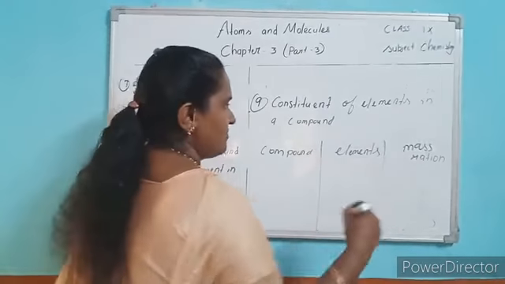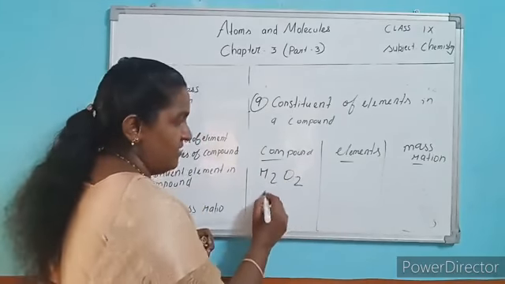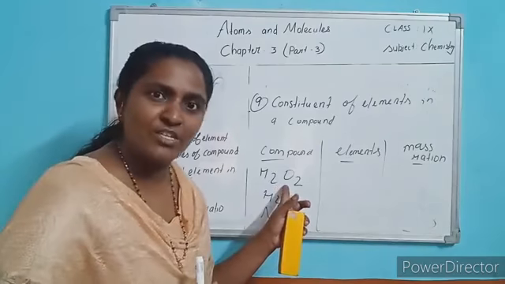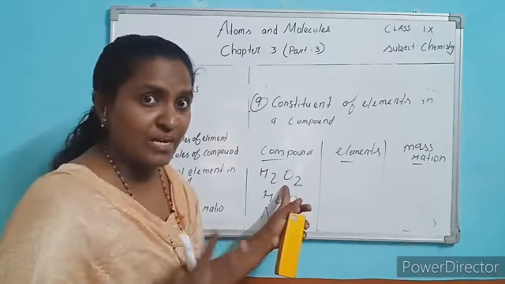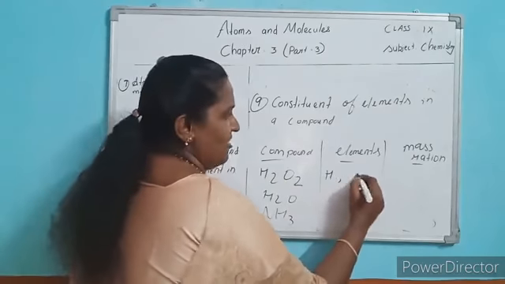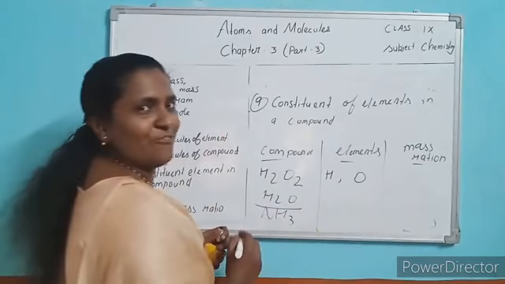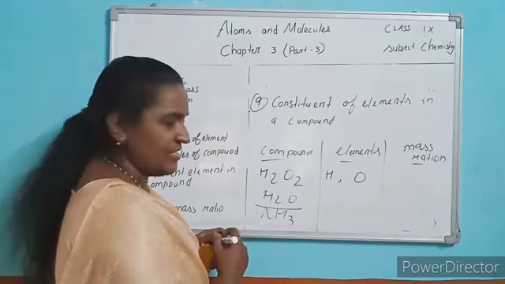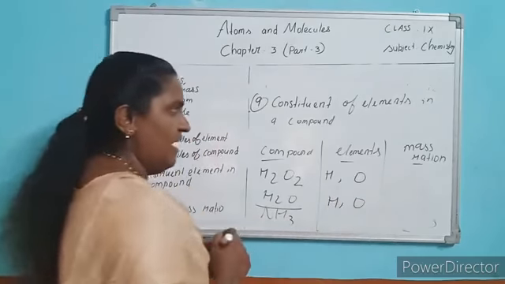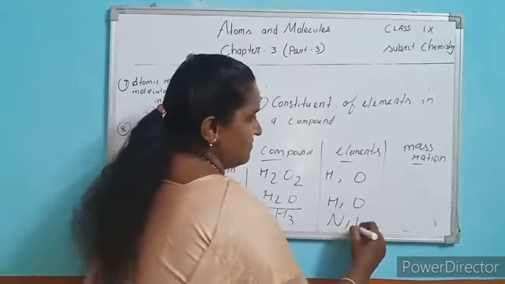See, look at this. Here I take hydrogen peroxide, water, ammonia. Now this compound is made up of what constant elements? Name the constant elements present in this compound. Hydrogen peroxide compound: hydrogen and oxygen. Yes or no? And in water, what are the constant elements? Name the constant elements present in the compound water. Hydrogen, oxygen. And name the constant elements present in the compound ammonia: nitrogen, hydrogen.